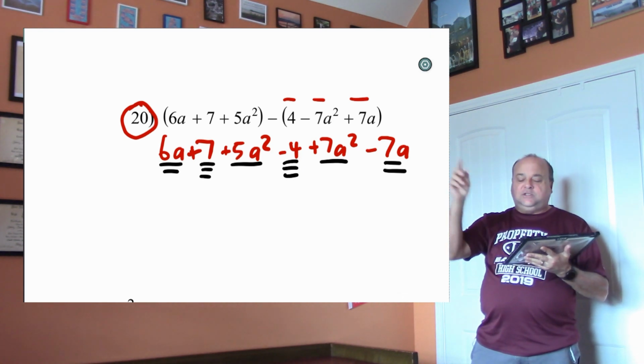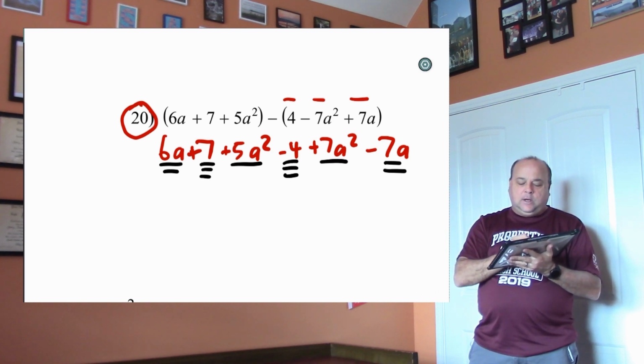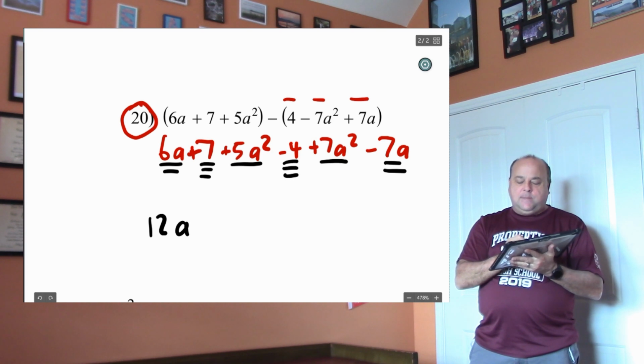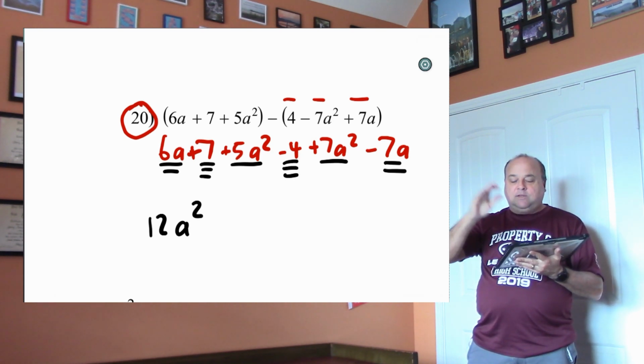So let's look at the single underlines. I got 5 and 7, don't I? 5 plus 7 is 12. My letter is a, my exponent's 2. Sign, number, letter, exponent. Look at the double underlines.